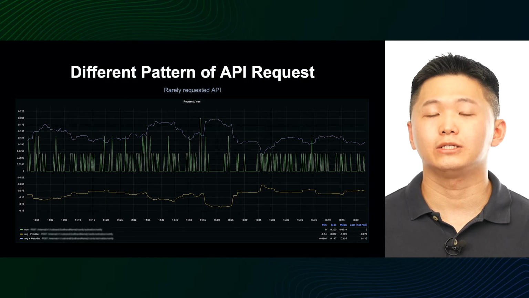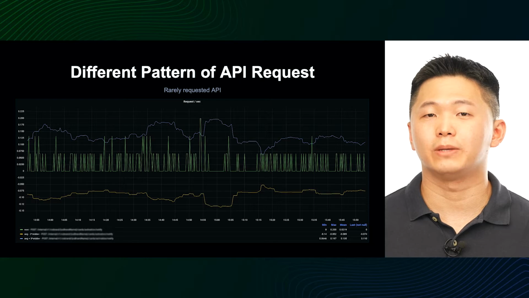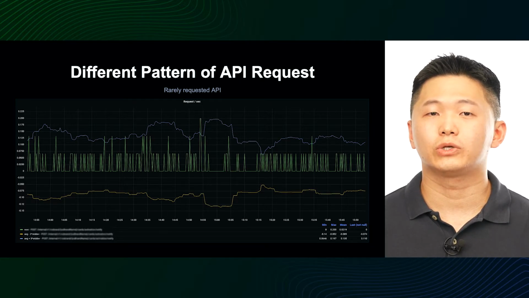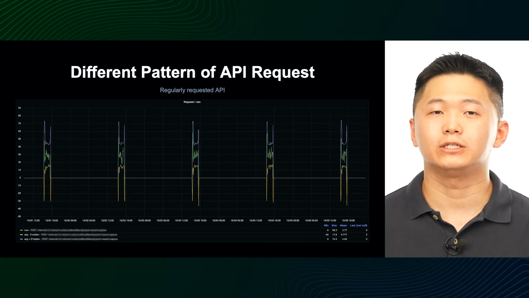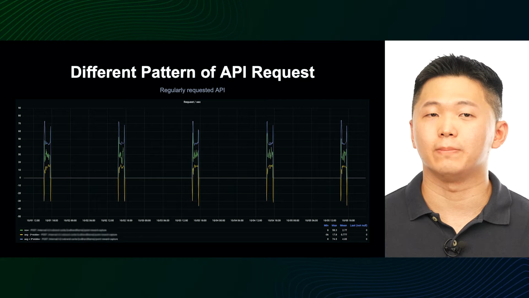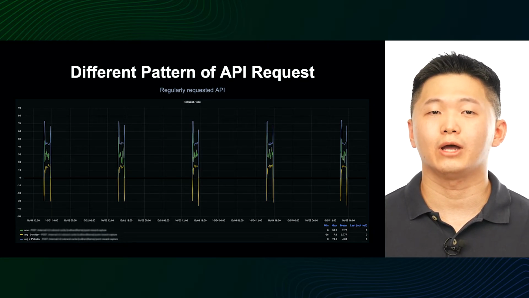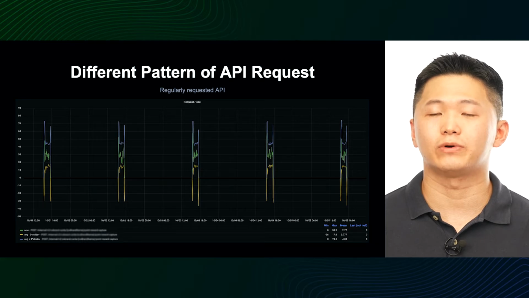This API is rarely requested. The alert about rapidly increasing API is fired, but the request per second of this API is just below 1. And this API is regularly called like a batch job. But this API is not in a batch server. So now I excluded this kind of API from alerts.